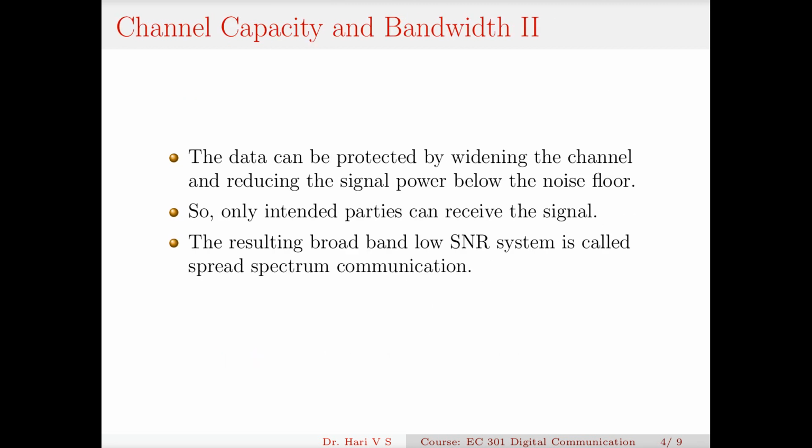So the idea is very simple. I make the bandwidth very large and the signal to noise ratio very poor, so that only the intended party, my friend who has the key to receive this, he has a PN sequence to receive this, only he can receive it. All my enemies will see the signal as a noise signal, because my signal level is far below the noise floor.